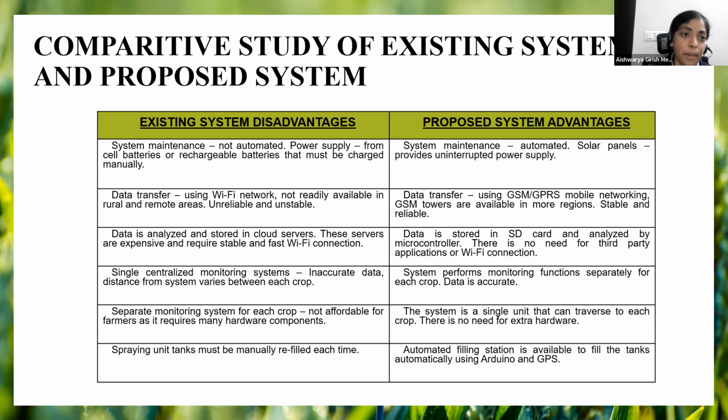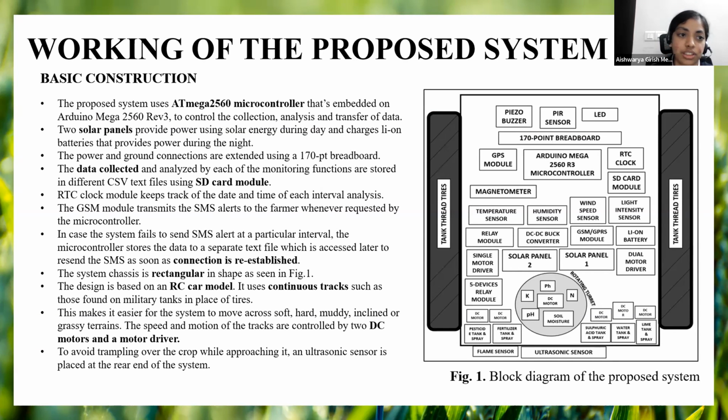that is proposed. So coming to the working of the proposed system, here is the basic construction that is shown on the right hand side. It uses an Atmega 2560 microcontroller that's placed on an Arduino Mega development board, and it uses two solar panels to power the system. So during the day it uses solar energy to power the system and also to charge a lithium ion battery that will be used during the night. So the data collected will be stored and analyzed by using an SD card module, where it will be stored as a CSV text file.